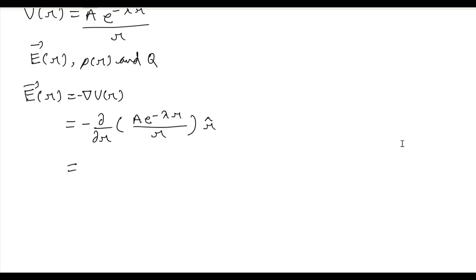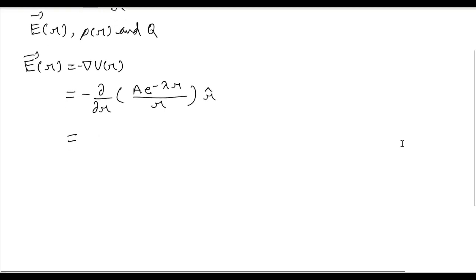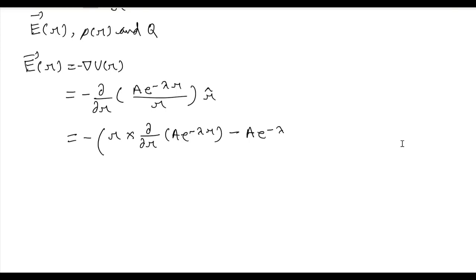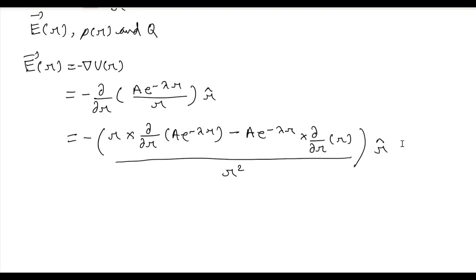Then we apply the single variable calculus quotient rule, and that would give us minus, let's take v times u dash minus u times v dash, then divided by r squared, and then there's r hat.